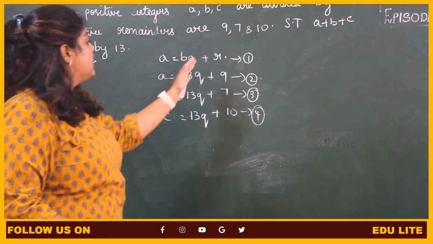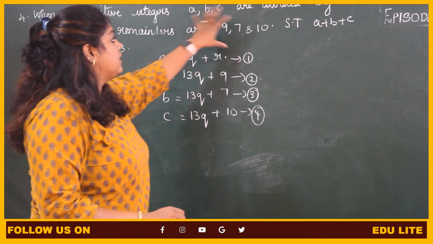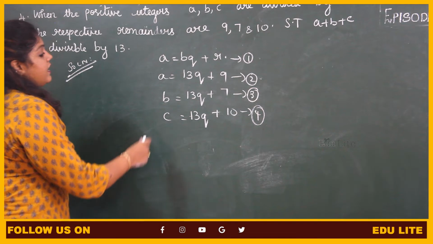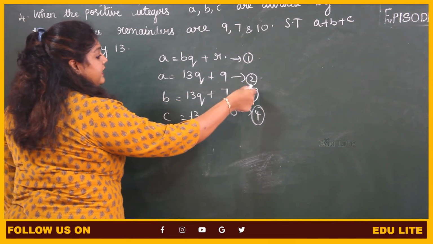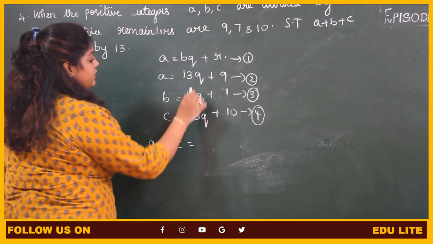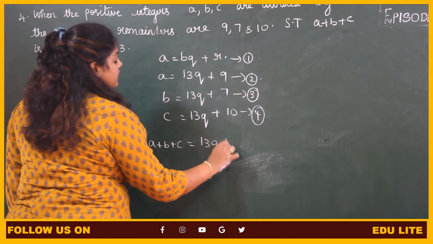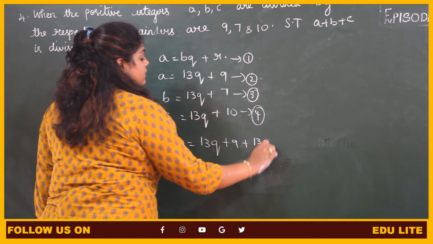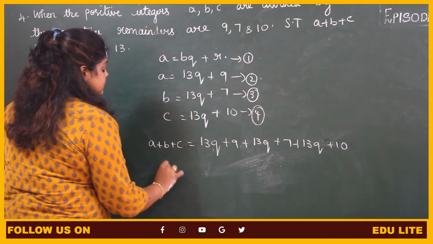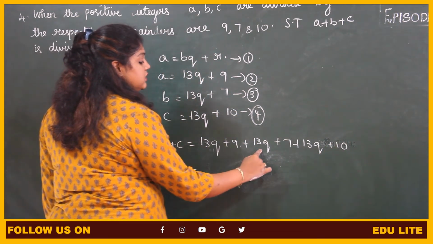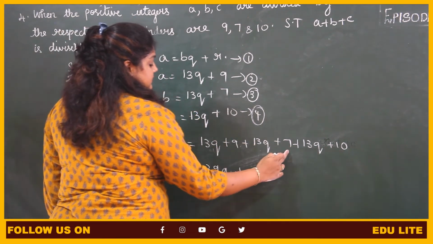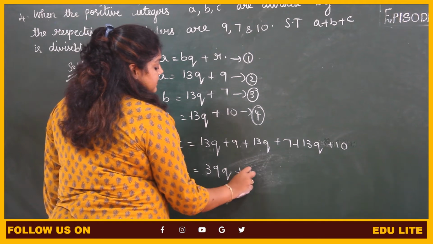Now we have constructed the equations according to the given problem. Now we have to show a plus b plus c is divisible by 13. Let us do so by adding equations 2, 3 and 4. The left hand side becomes a plus b plus c, which equals 13q plus 9, 13q plus 7, 13q plus 10. So a plus b plus c equals 13q three times, which becomes 39q, plus 19 plus 7, which gives us 26.